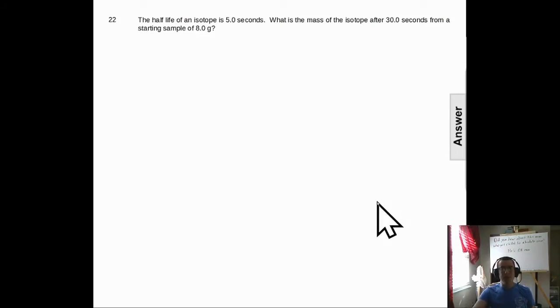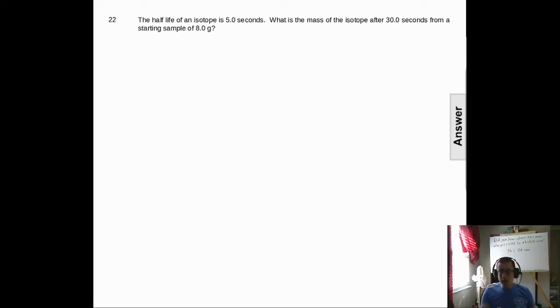All right, so the half-life of an isotope is 5 seconds. We want to know the mass of the isotope 30 seconds from a starting sample of 8 grams. As we're going through this, the first thing we need to do is figure out how many half-lives we have. If one half-life is 5 seconds, it's going on for a total of 30. So 30 divided by 5 is going to be 6. So we have a total of 6 half-lives. Or you can also count out 5, 10, 15, 20, 25, 30. So you know that we have 6 half-lives happening there.